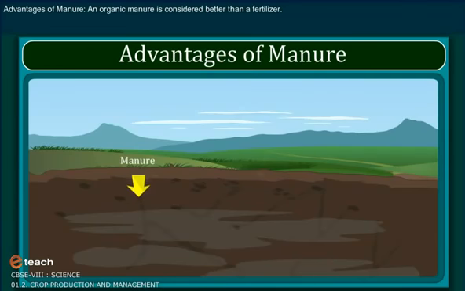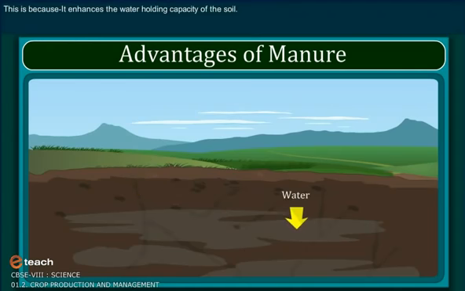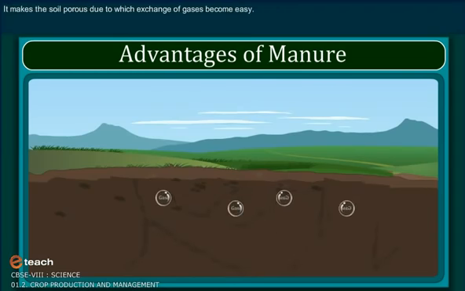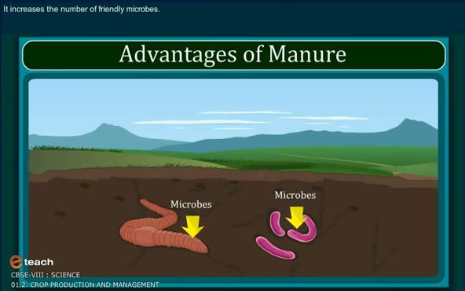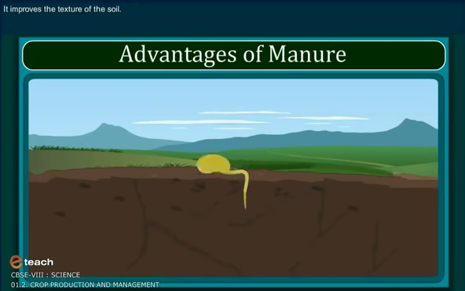Advantages of manure. An organic manure is considered better than fertilizers. This is because it enhances the water holding capacity of the soil. It makes the soil porous, due to which exchange of gases becomes easy. It increases the number of friendly microbes. It improves the texture of the soil.